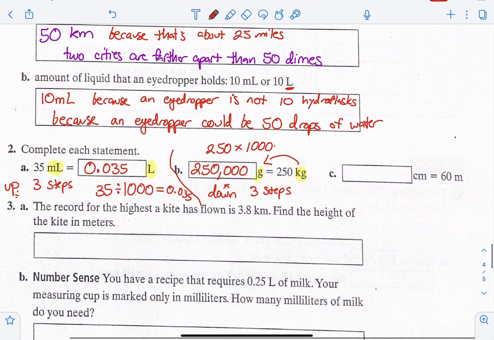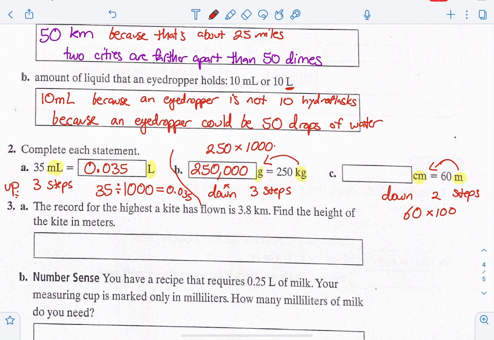And then for the other one, they wrote it backwards again, but you're going from meters to centimeters, right? Meters to centimeters. So that means that you're going down again, but you're going down 2 steps this time. So you're going to have 60 times 100. So you get 6,000 centimeters in 60 meters.